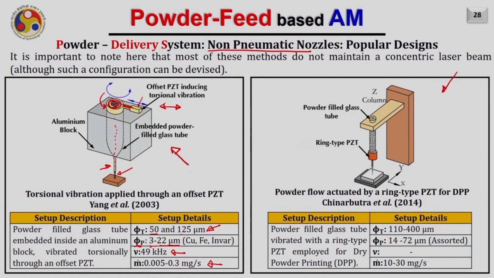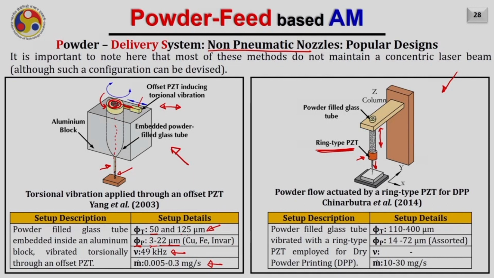This is another possibility, where there is a ring type piezoelectric here, and there is a glass tube filled with the powder particles. It is mounted on a column Z, as you are seeing here. In that case, this actuator is going to give a vibration to this tube. As a result, the powder particles will start flowing into this nozzle.